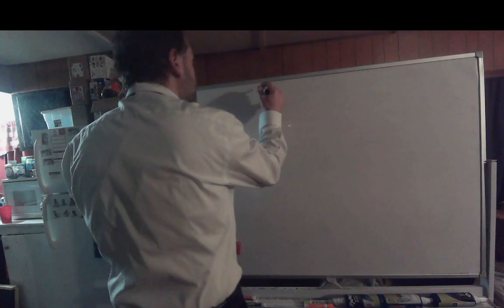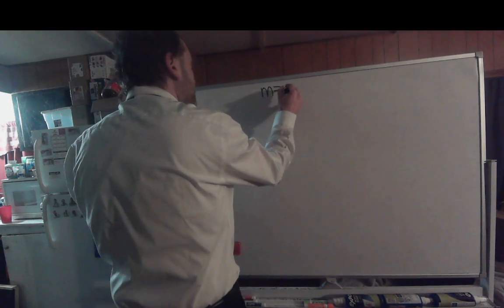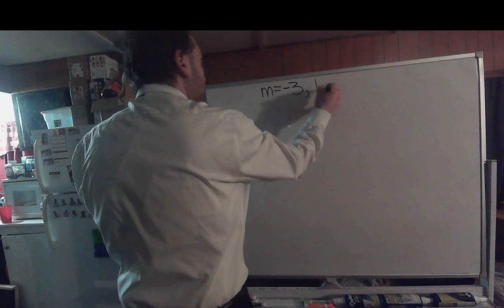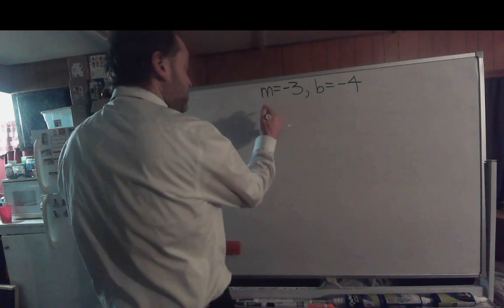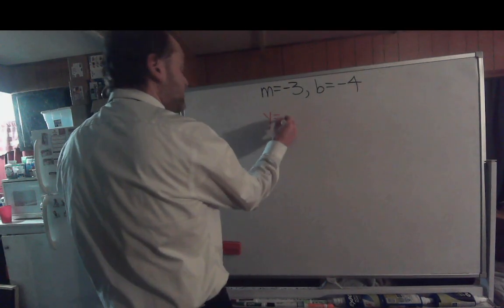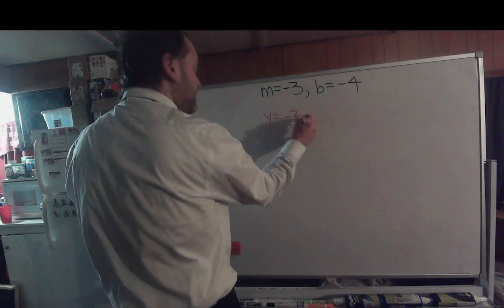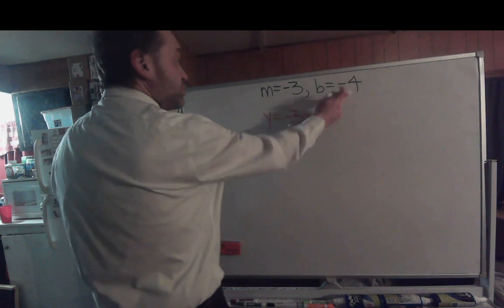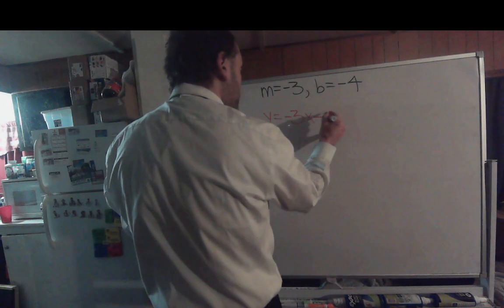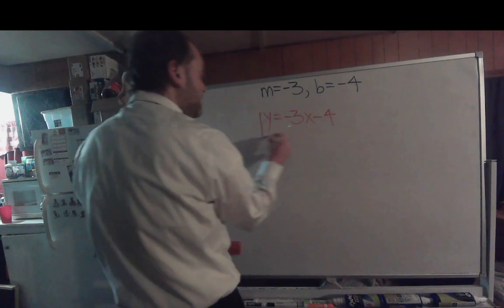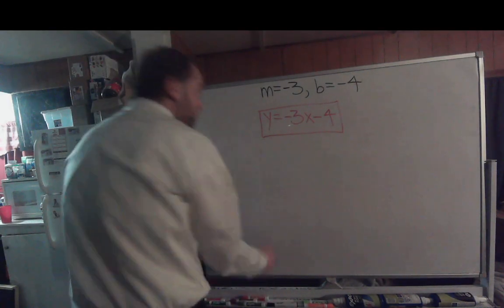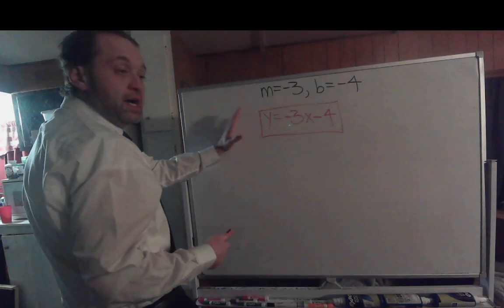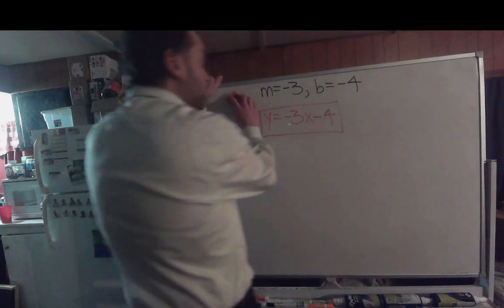Now let's say this time we have the slope of -3, the y-intercept at -4. So, of course, you'll take your y, set that equal to your slope of -3 times x, plus your y-intercept of -4. Well, this would turn into y equals -3x minus 4. That would be the equation of the line we're looking for. Y equals -3x minus 4.